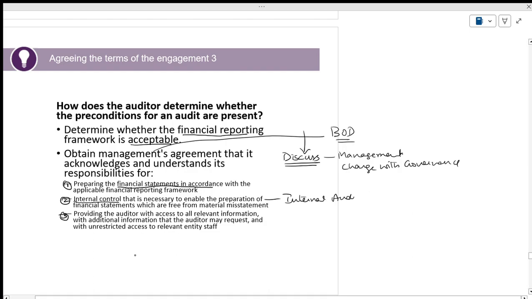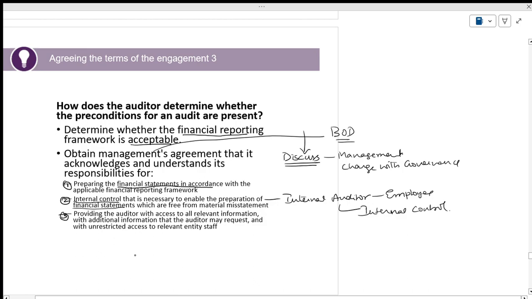If you take the internal controls, the management will appoint the internal auditor. The internal auditor is an employee of the company. What will the internal auditor do? One of his responsibilities is to identify the deficiencies and to implement the internal controls. Subsequently, the internal auditor is appointed by the management. That is the reason management should have internal control that is necessary to enable preparation of financial statements.